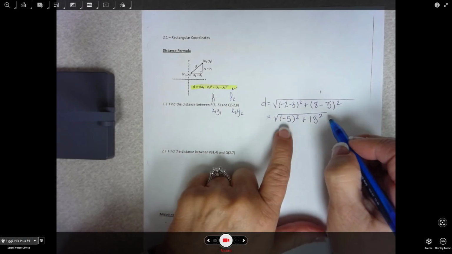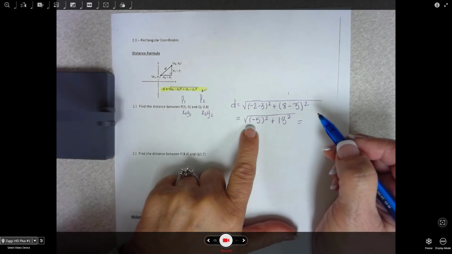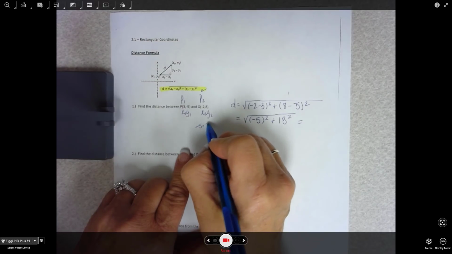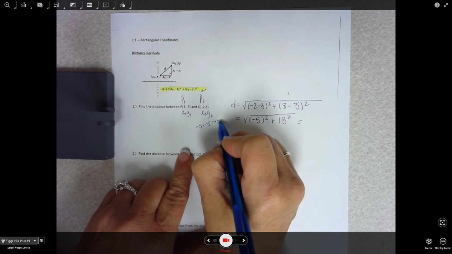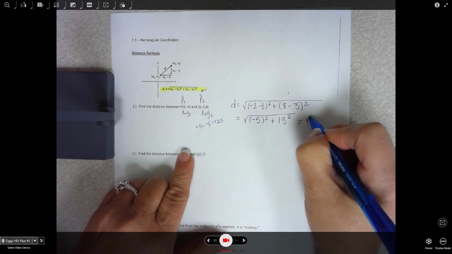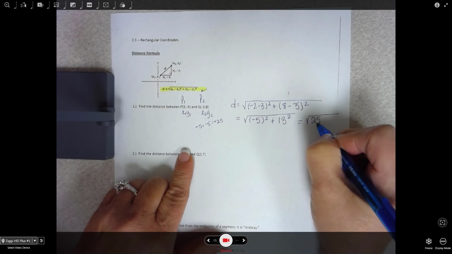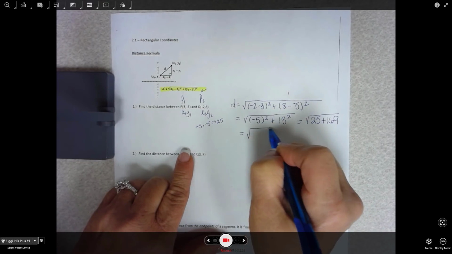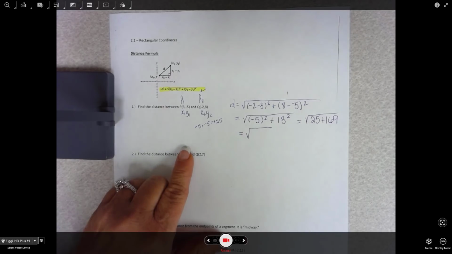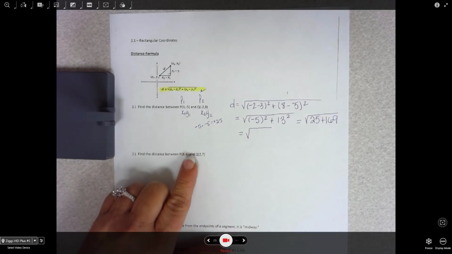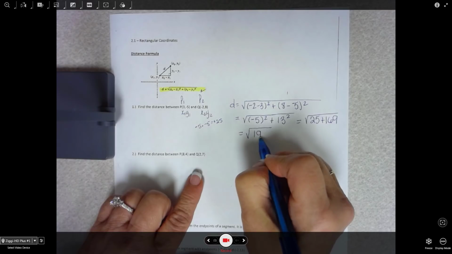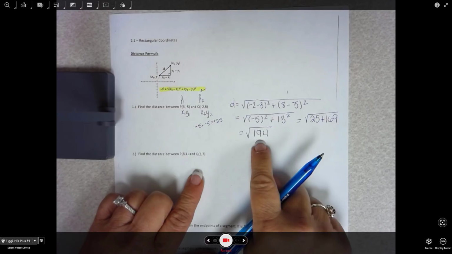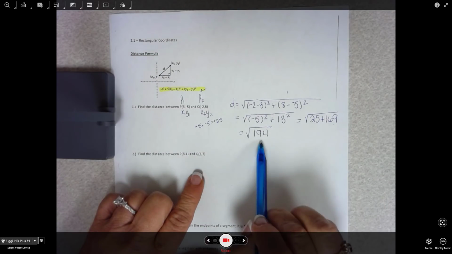Be careful how you input this in your calculator, those of you who don't think you can do anything without one. But negative 5 times negative 5 is going to be a positive number. I hope you've learned that from the quadratic formula. 25 plus 169, square root that is. So 25 plus 169 is the square root of 194. That's going to be 13 squared is 169.